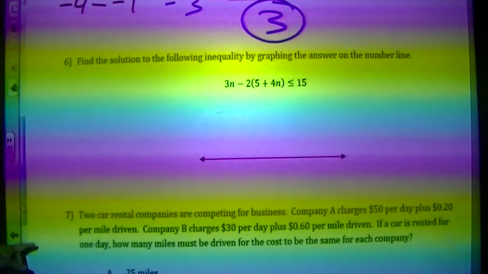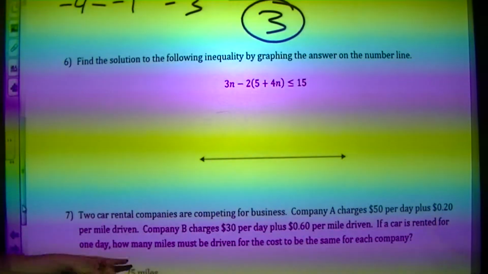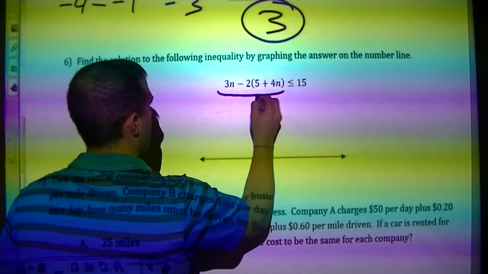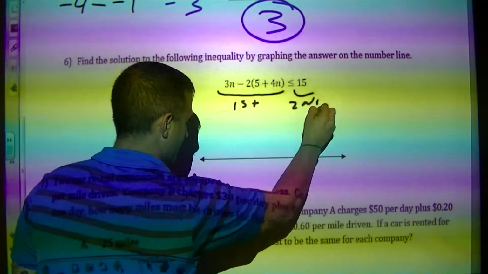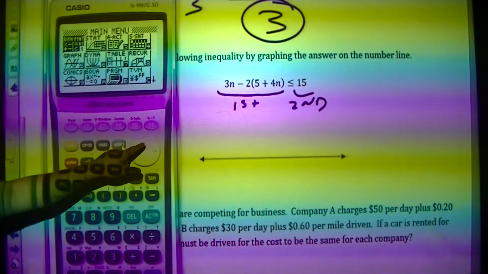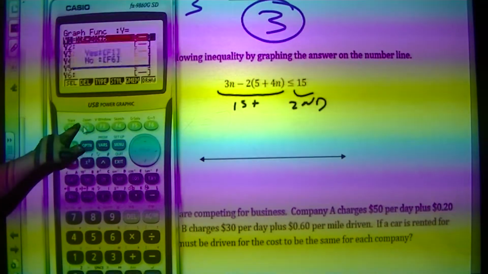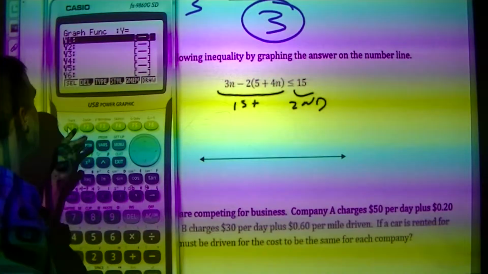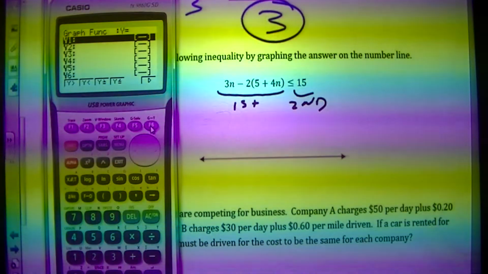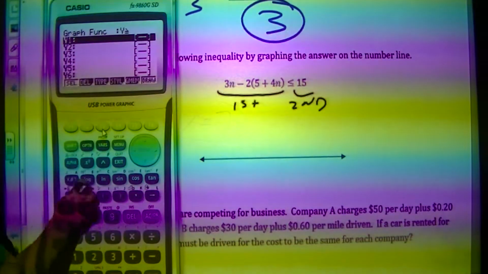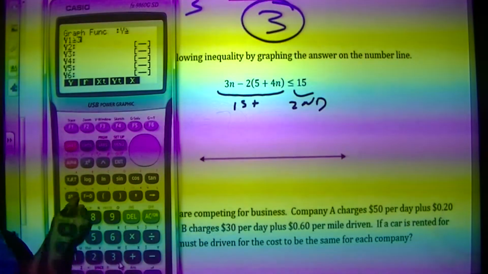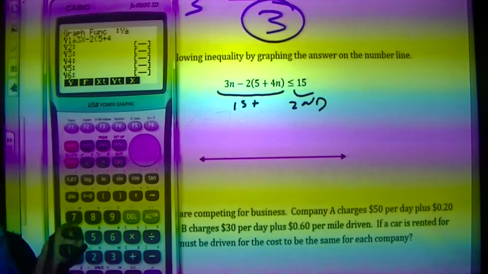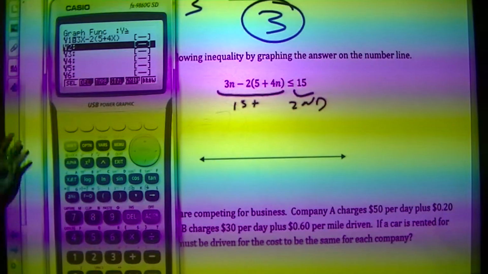Find the solution. I'm going to graph that. So I'm going to make this my first line, this my second line. I'm going to go to menu, I'm going to go to graph. I'm going to delete this. Now the inequality is not eating this first line. When I go to type, I want something that's not going to eat that first line. So I'm selecting that one. As you notice, if I type in 3x minus 2 times 5 plus 4x, it executes. So that's not eating that.